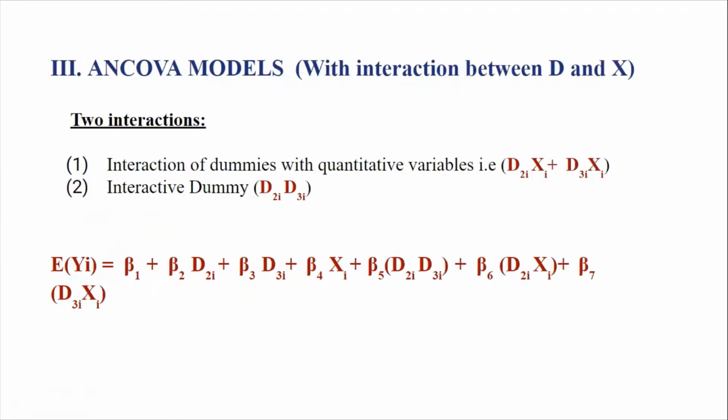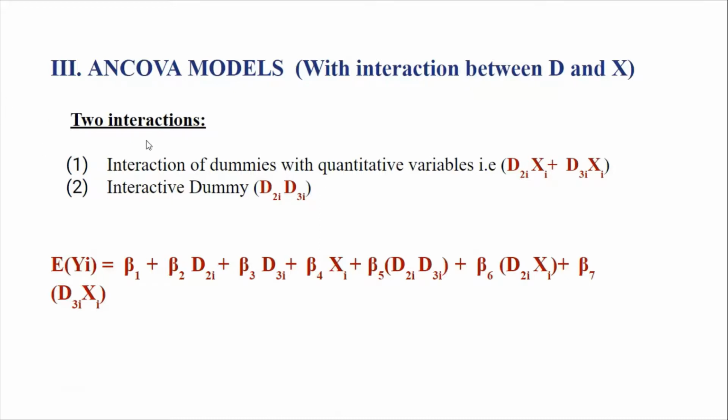The last case is the ANCOVA model with interaction between dummy variable and quantitative variable. In this category, we are going to deal with two interactions. Please keep in mind that we deal with two interactions when we have more than one dummy variable. When we were dealing with one dummy variable, there was only one interaction, that between the dummy variable and the quantitative variable. But when you are dealing with more than one dummy variable, there will be two interactions.